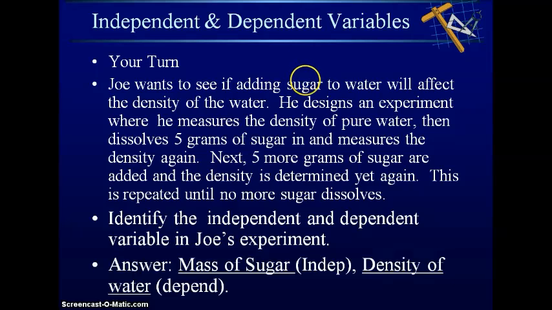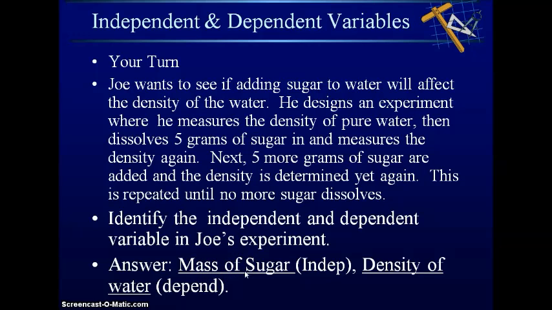All right, checking our answers. If you said that the mass of sugar was the independent variable and the density of the water was the dependent, you are correct. Again, notice our labels. We have good labels here. We're not just saying sugar. We're not just saying mass. We have a specific label where we're saying mass of sugar, and not amount.